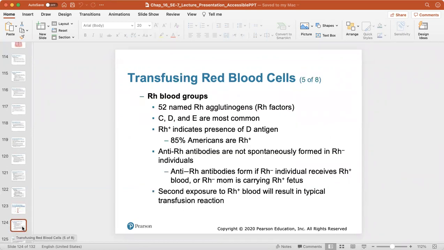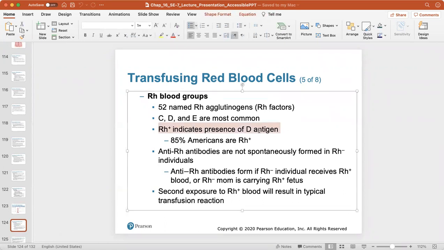RH blood groups then give you the positive or negative that you often hear associated with your blood type. So RH positive indicates the presence of the D antigen, and anti-RH antibodies are not spontaneously formed unless you're exposed to it. For example, an anti-RH antibody forms only if an RH negative individual receives RH positive blood. So you will only form antibodies against this RH antigen if you're exposed to it.